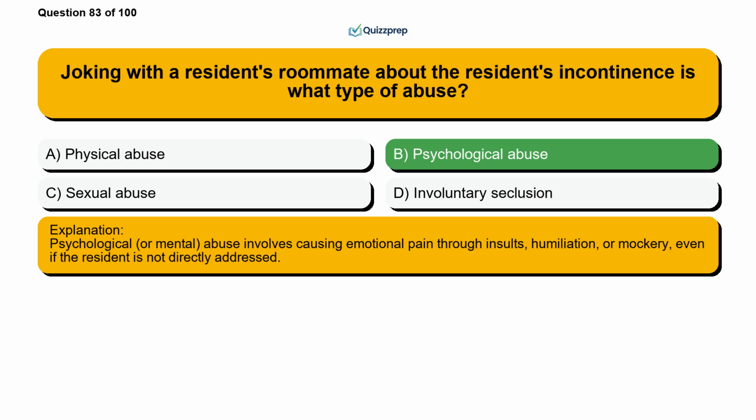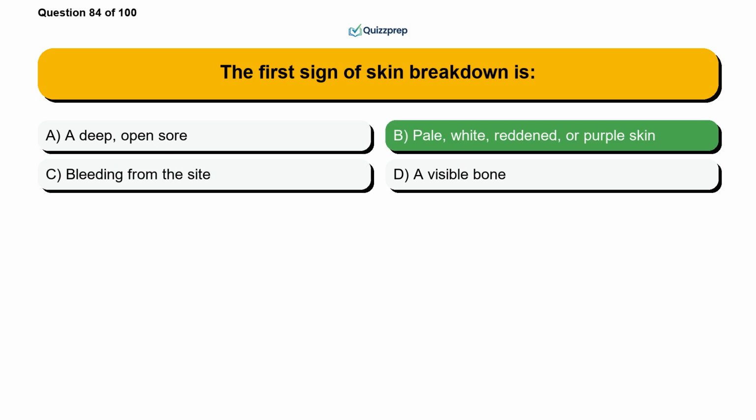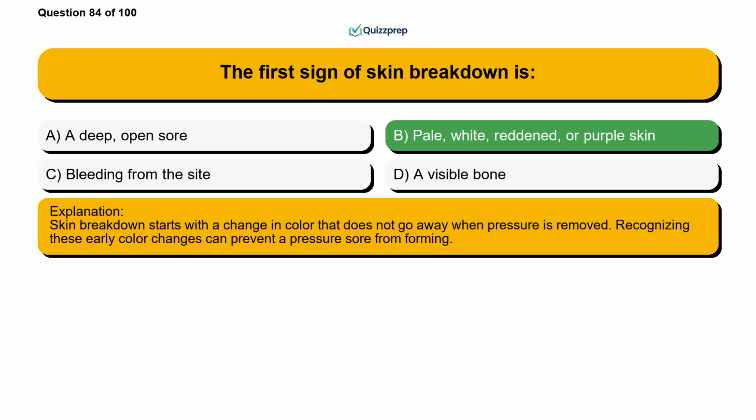Question 84. The first sign of skin breakdown is, option A, a deep, open sore. Option B, pale, white, reddened, or purple skin. Option C, bleeding from the site. Option D, a visible bone. The correct answer is option B, pale, white, reddened, or purple skin. Skin breakdown starts with a change in color that does not go away when pressure is removed. Recognizing these early color changes can prevent a pressure sore from forming.